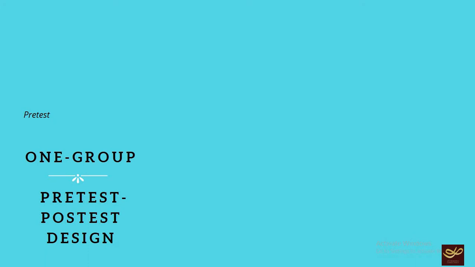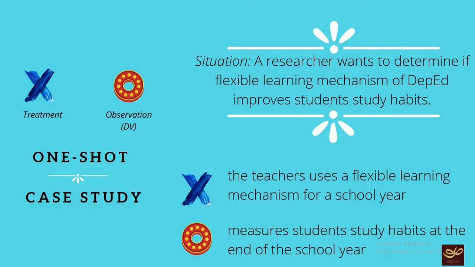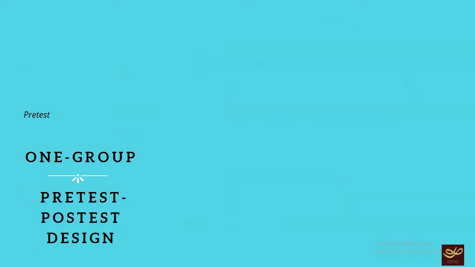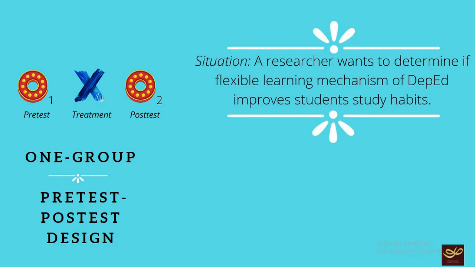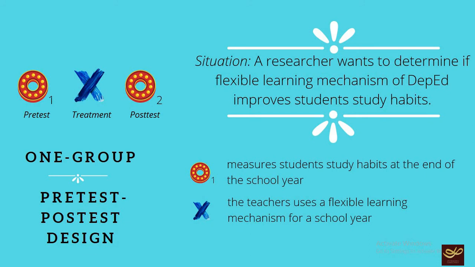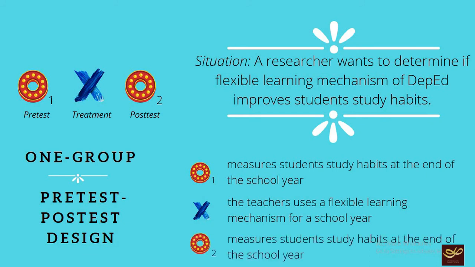So let's move to the next one, the one group pretest post-test design. This is quite different from the previous design because, as mentioned, in the previous design there is only one observation at the end of the treatment. But here, in the one group pretest post-test design, a pretest was already conducted prior to the treatment. Then after the treatment was given, a post-test was conducted. Following the same situation, which we will consider throughout our discussion, there will be a pretest, the treatment, and then a post-test.